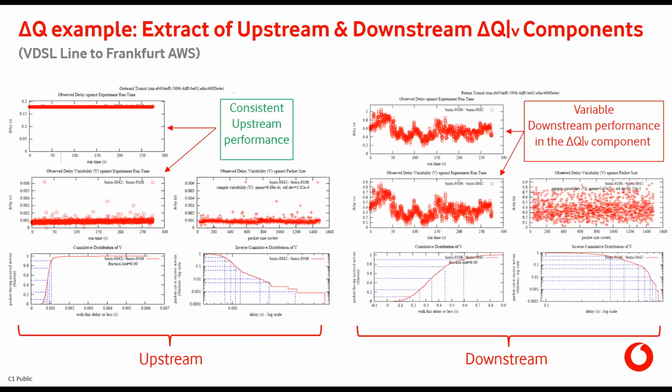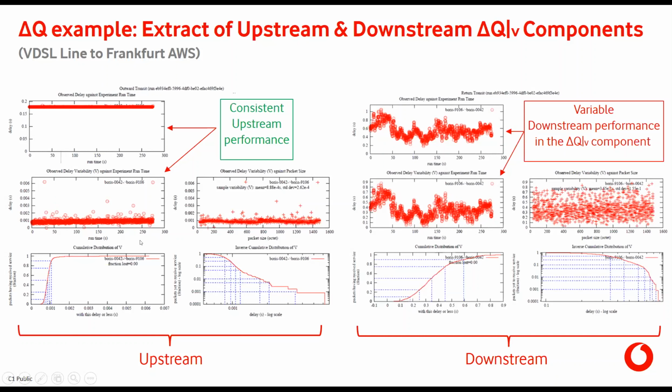Okay, the last example I give, this one's a lot more detailed. It shows extra information here, things like the cumulative distributions. And the reason for picking this particular chart to look at is that we're now splitting between the upstream and the downstream components. And you can see this particular one was a VDSL line, and we were monitoring from a customer home on VDSL up into AWS in Frankfurt.